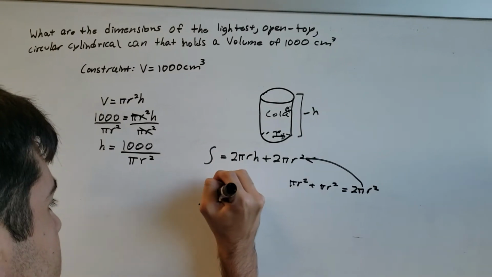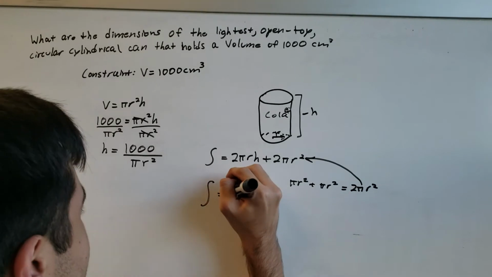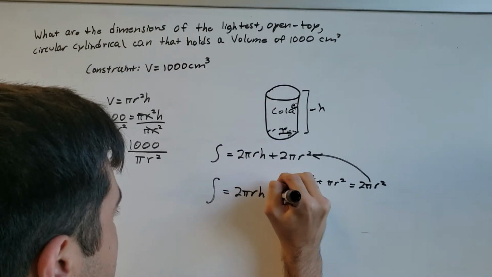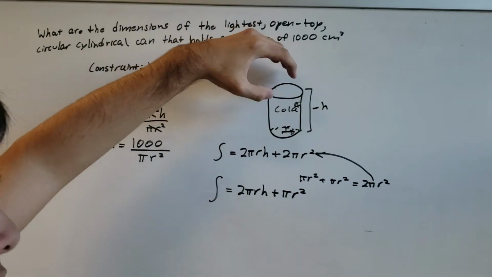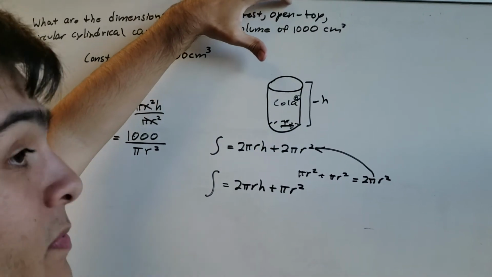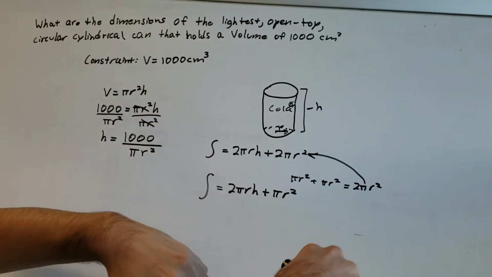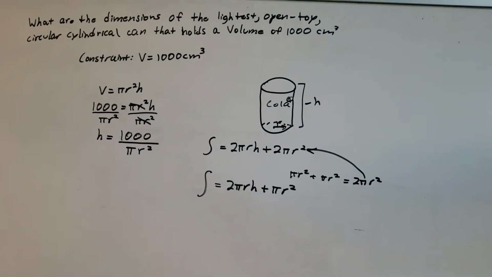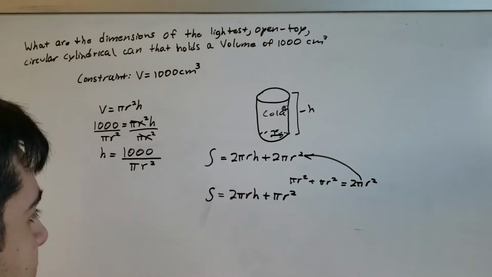So the equation that we're actually going to use, this is not an integral, by the way, is S equals 2 pi r h plus pi r squared. In other words, we're subtracting away a circle that was on the top, because it's an open top can, meaning the circular area on the top of the cylinder we get rid of. So that looks like an integral, so let me get rid of that. S for surface area.